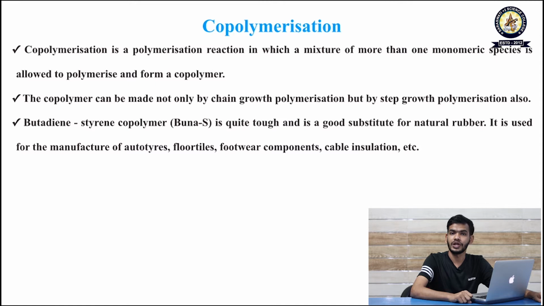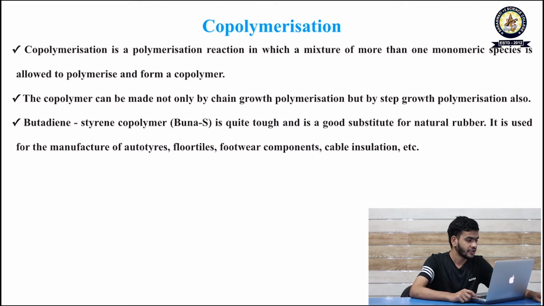So, copolymerization. Copolymerization is a polymerization reaction in which a mixture of two different monomers combines with each other to form a copolymer. Copolymers are made not only by the chain growth mechanism but also by the step growth mechanism. For example, the nylon 6 polymer is made from hexamethylene diamine and adipic acid. Since two different types of monomers are used here, nylon 6 can be termed a copolymer.